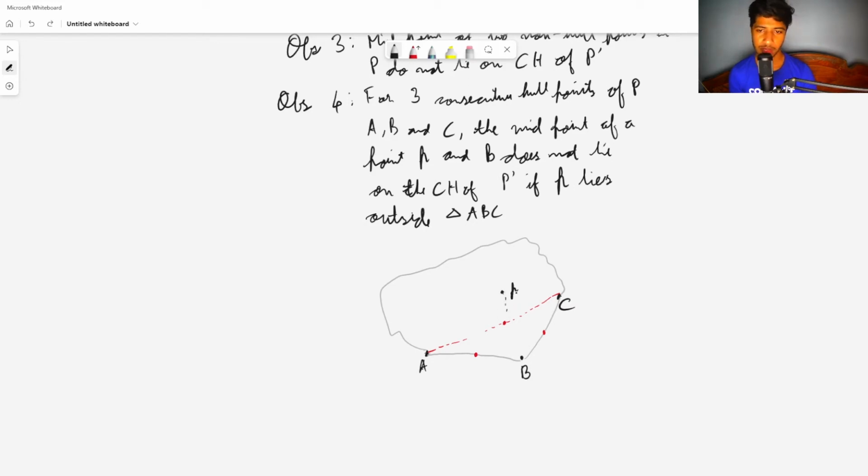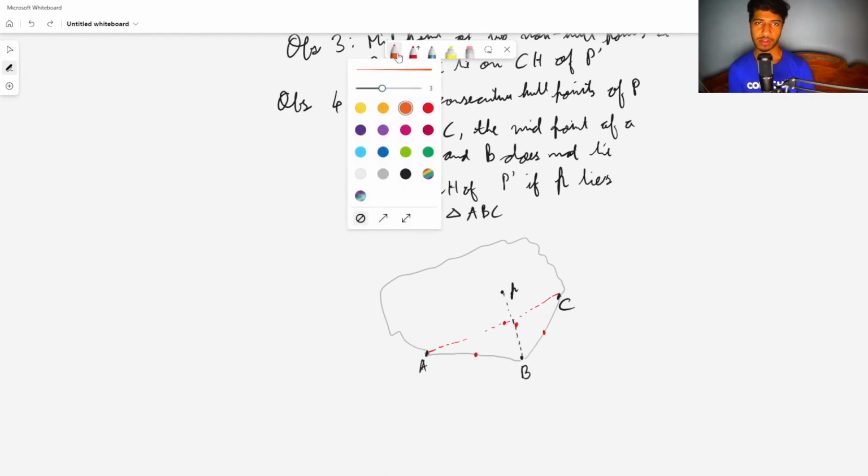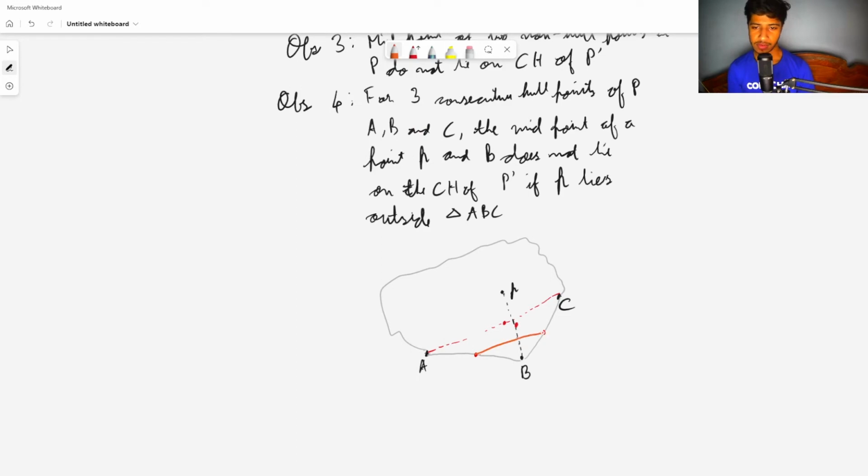Where will be the midpoint of p and B, right? The midpoint of p and B will lie somewhere here, right? So if you join this, let me draw the convex hull of P dash in orange. So this line is tentatively a part of the convex hull of P dash, and this will go somewhere. Now, if small p lies outside this triangle, there is no way.